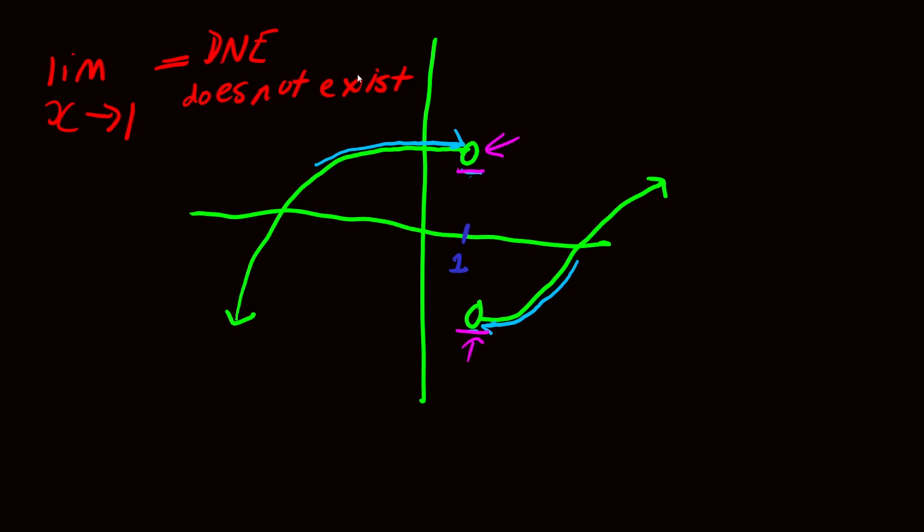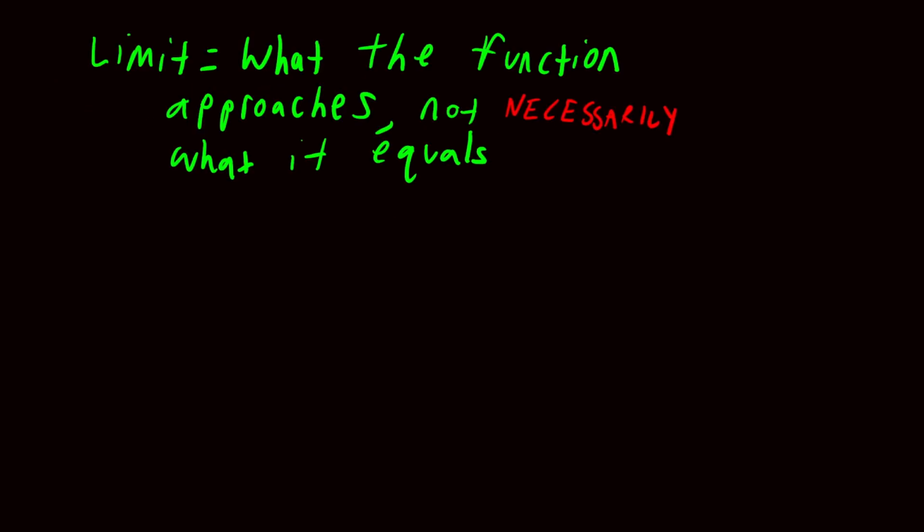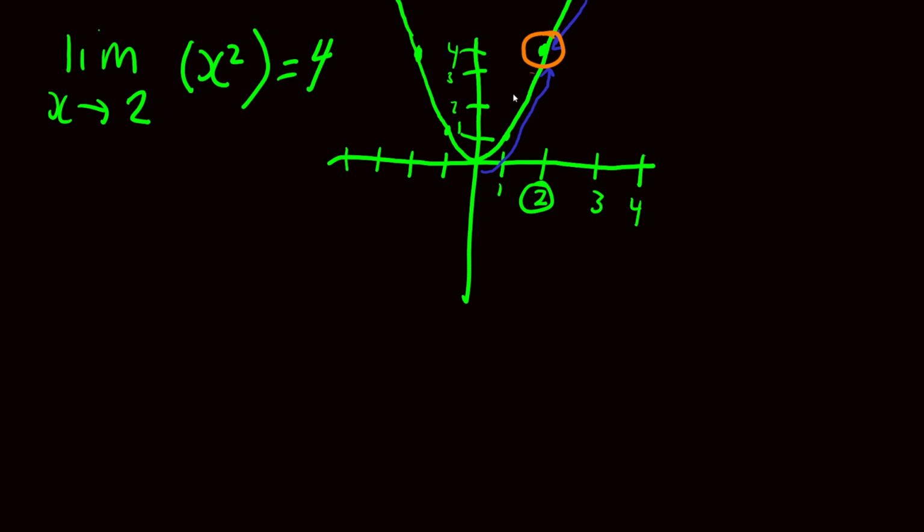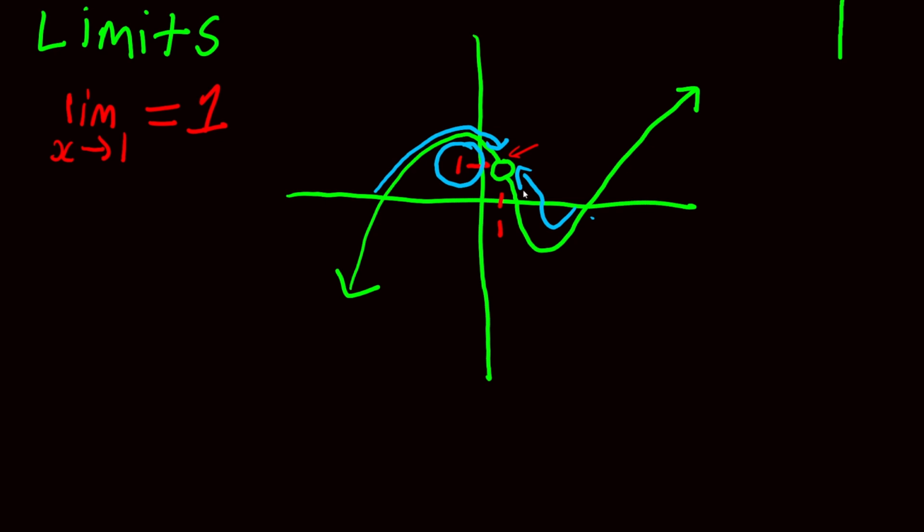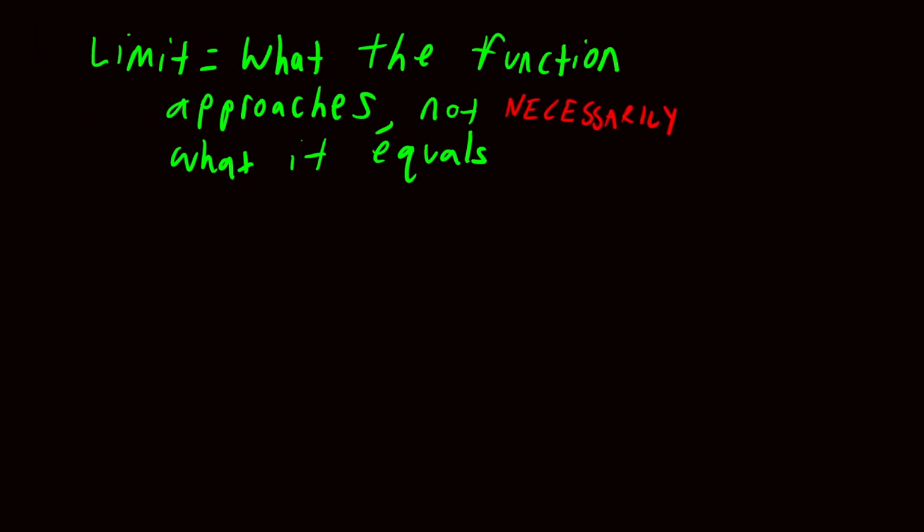So, here's what you guys need to take away from this video. A limit is what the function approaches, not necessarily what it equals. It could be, right, like we saw in this example, right? It approaches 4 and it's equal to 4, but in this example, it approaches 1, but there's a hole at 1, so the function cannot equal 1 at 1. It's undefined at 1. So, it's what the function approaches. It's what the function is trying to be. It's the number the function is trying to be.